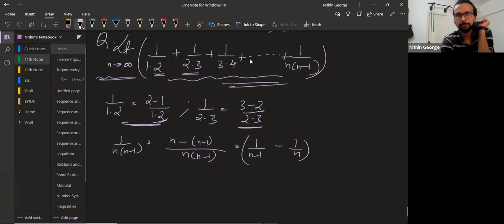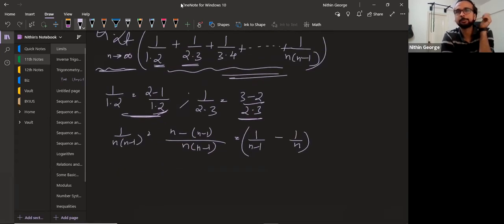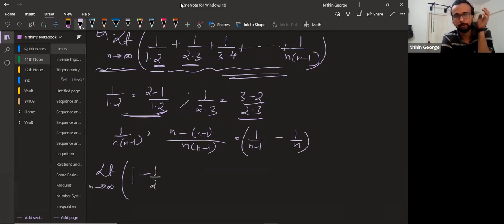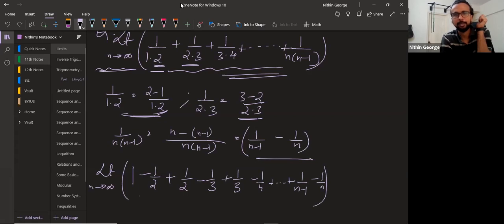So the same thing applies for each and every term when I substitute the value of n. So I can say limit n tends to infinity. If you're not understanding, please stop me and ask. This 1 by 1 into 2 becomes 1 minus 1 by 2. I just put n equal to 2 here to get the first term. Now I put n equal to 3. This becomes 1 by 2 minus 1 by 3. I put n equal to 4. This becomes plus 1 by 3 minus 1 by 4, and so on, all the way up till 1 by n minus 1 minus 1 by n. Any doubts here, guys?